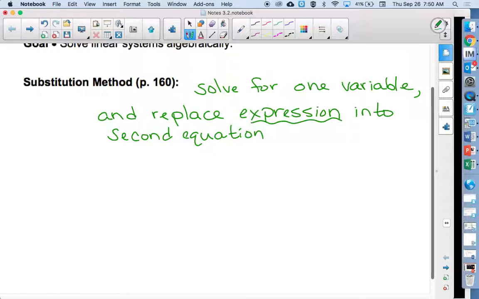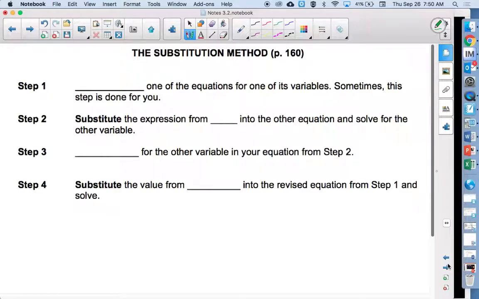So we usually think about replacing. You're substituting, you're replacing something. So there are a couple of steps here, which is kind of what Nick was talking about. Step 1: solve one of the equations for one of its variables. Sometimes this step is already done for you. And it doesn't always have to be y. Sometimes it's easier to solve for x.